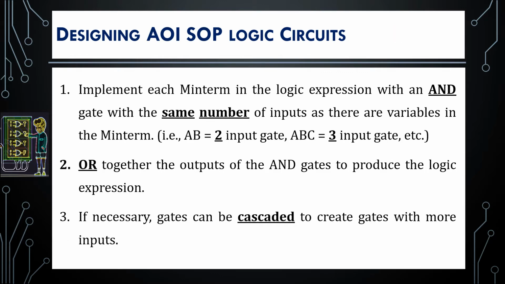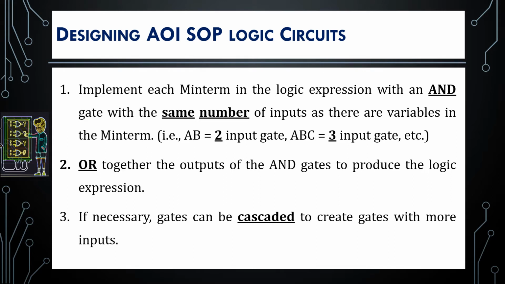Okay, now let's look into the various steps for designing the circuits for an SOP expression. The first step is to implement each minterm in the logic expression with an AND gate with the same number of inputs as there are variables in the minterm. For example, if the minterm consists of two variables like AB, then it needs a two-input gate. If it is ABC, it requires a three-input AND gate. So implement each minterm in the expression with an AND gate.